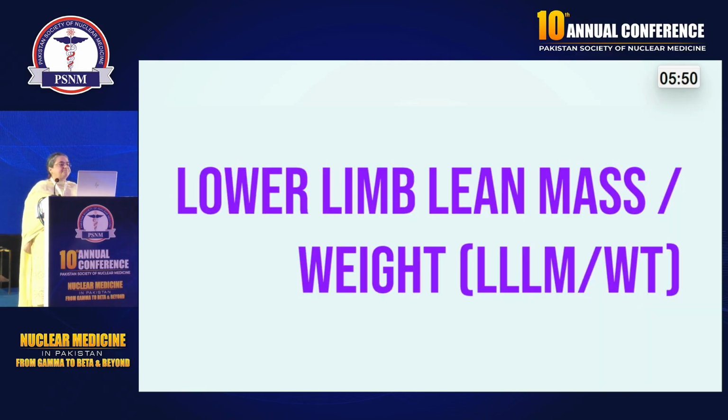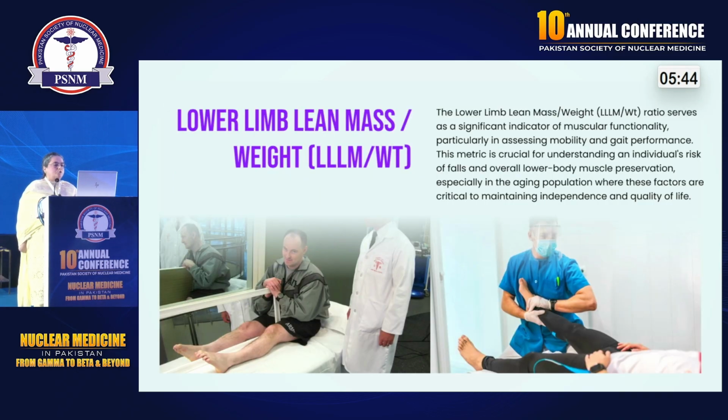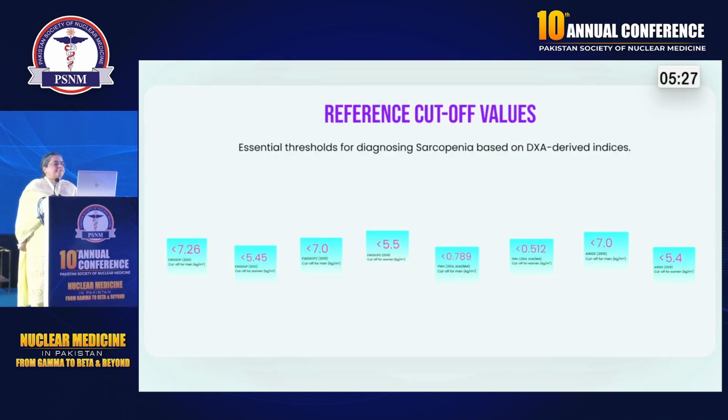standardization. So lower limb lean mass by weight, LLM by weight, is also one of the criteria. It determines the muscle mass of the appendices. Because locomotion is dependent on the movement of the lower limbs, they determine the muscle mass there. So there were reference values put for the DEXA-derived indices.